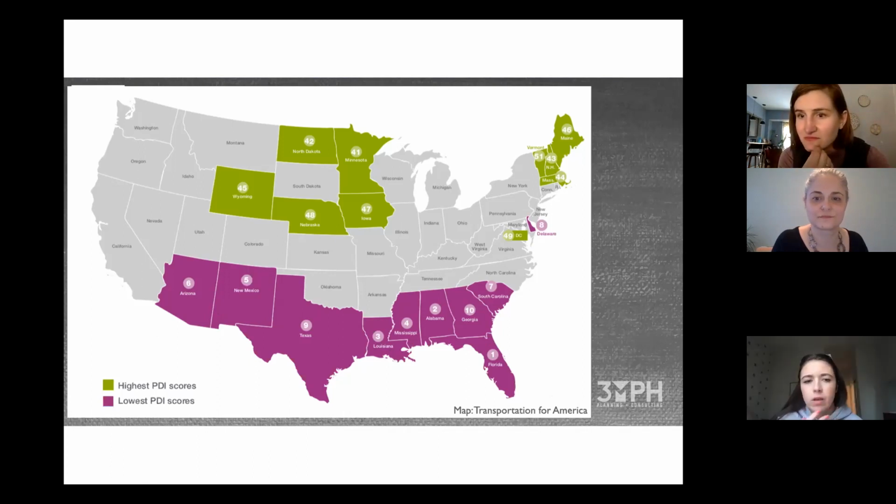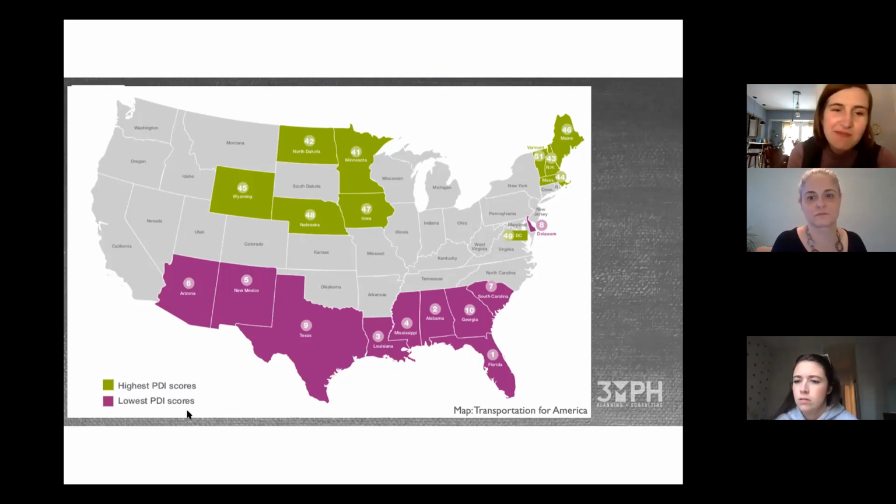I'll jump in. So I'm noticing it's mostly northern. And the first thing I think about for that is weather conditions. I don't know if that would have anything to do with it. And then I'm sorry, this map is confusing.